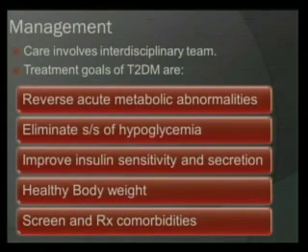Now, the management. The most important thing is to recognize that the care of the child with type 2 diabetes should be shared among the physician, diabetes nurse educator, nutritionist, and behavioral specialist, along with involving the family members to reach therapeutic goals. So the goals of treatment are to reverse acute metabolic abnormalities, achieve and maintain near-normal glycemic states, eliminate symptoms of hyperglycemia, improve insulin sensitivity and secretion, achieve healthy body weight, and to screen and treat for comorbidities and prevent complications.